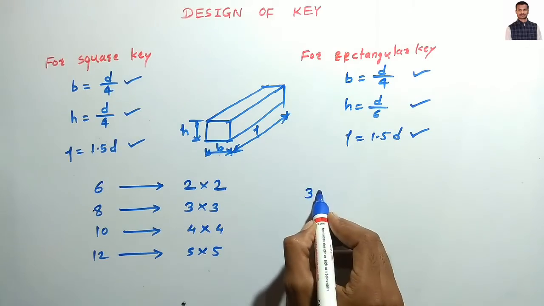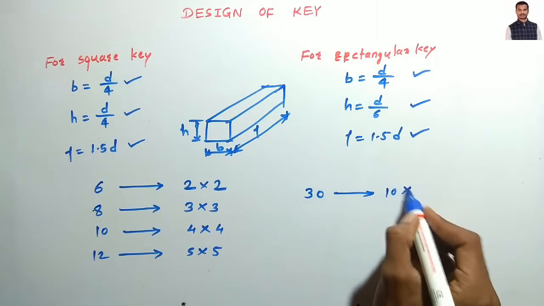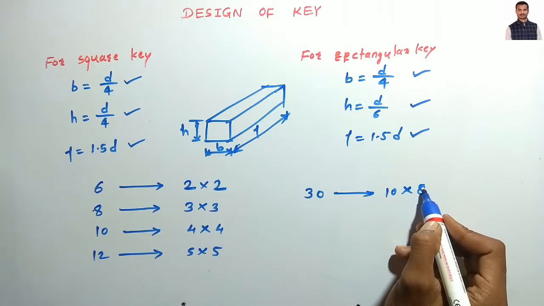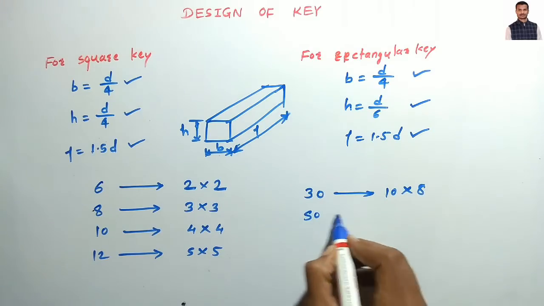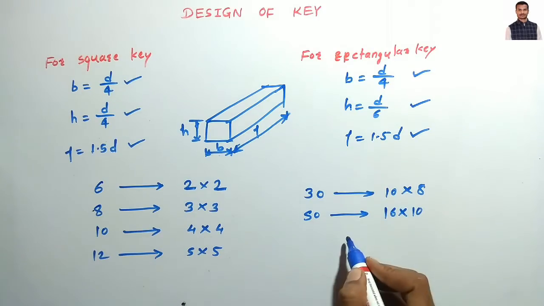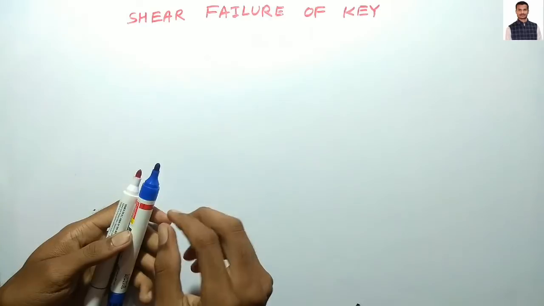Also if there is 30 mm diameter of shaft, then the key selected is 10 into 8, that is 10 mm width and 8 mm height. For 50 mm shaft, key selected is 16 into 10. For 70 mm shaft, the key selected is 22 by 14.